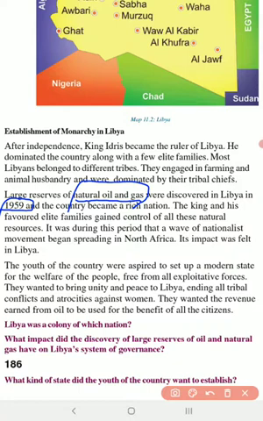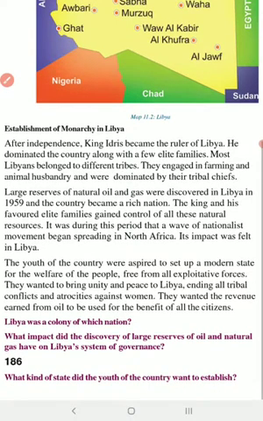Now all the youth in the country begin to grow a kind of nationalism. They want that these natural resources which have been discovered should be used for all the people in Libya, to uplift the lives of the poor. That was the demand of the youth. They had their own secret organizations. The youth of the country aspired to set up a modern state for the welfare of the people, free from all exploitative forces.